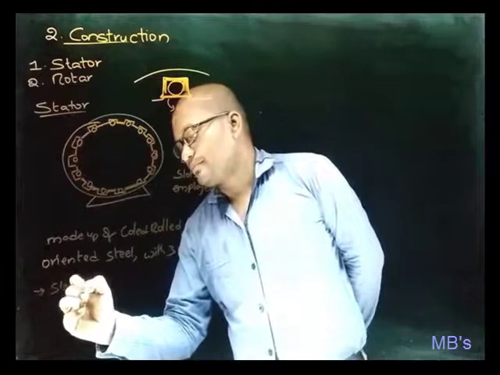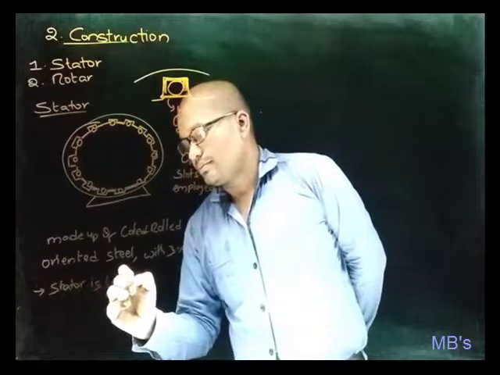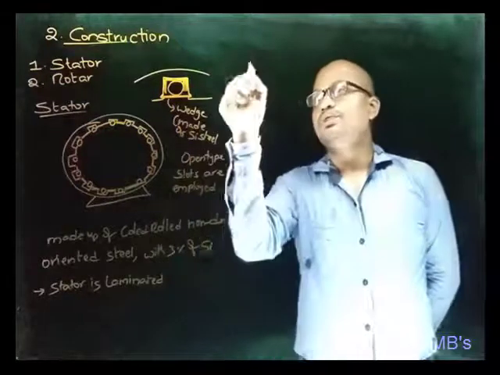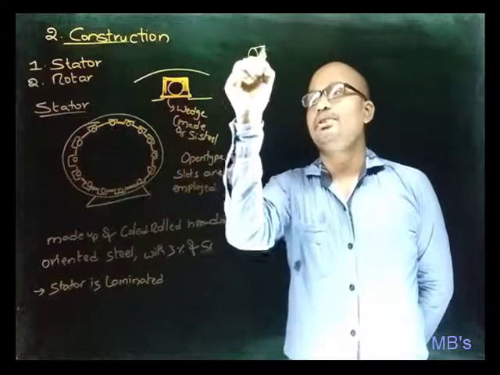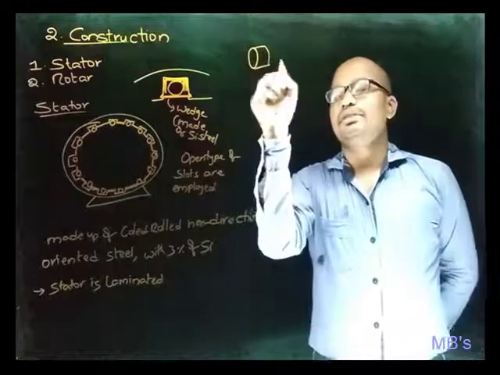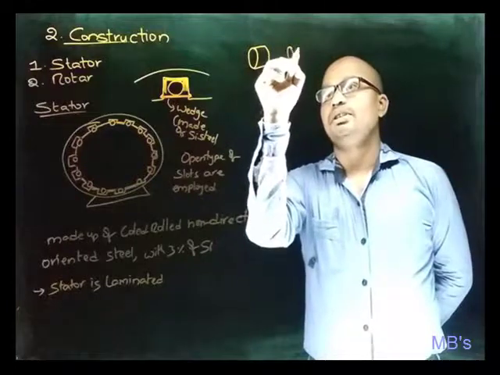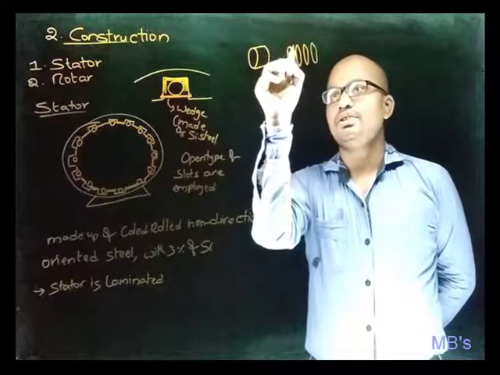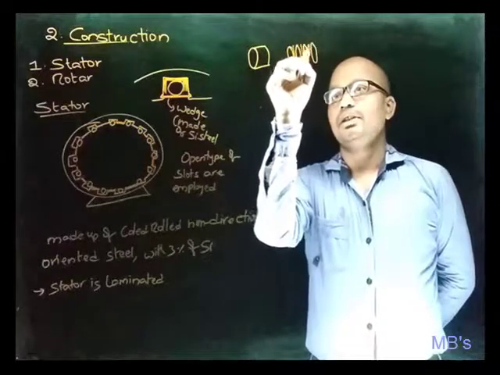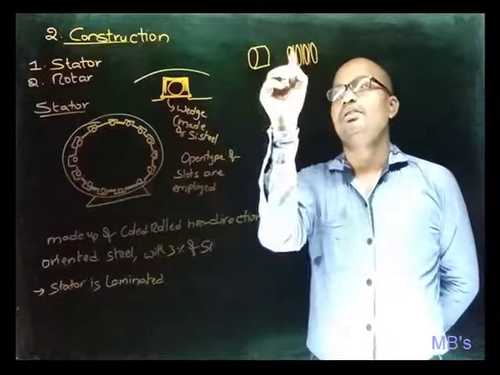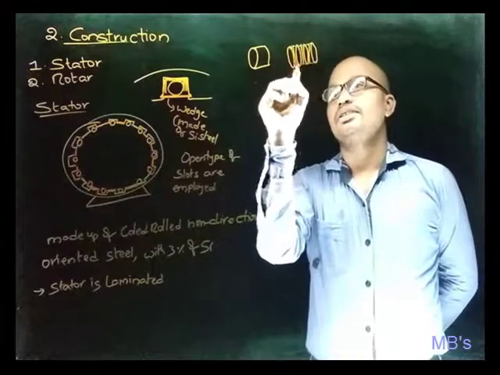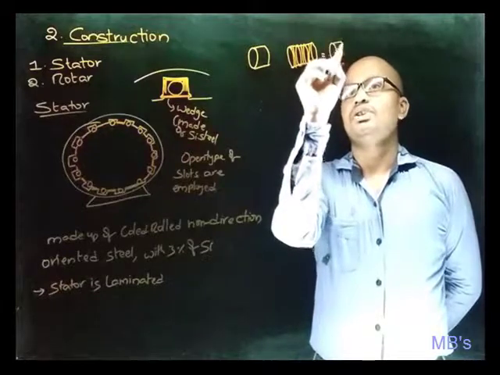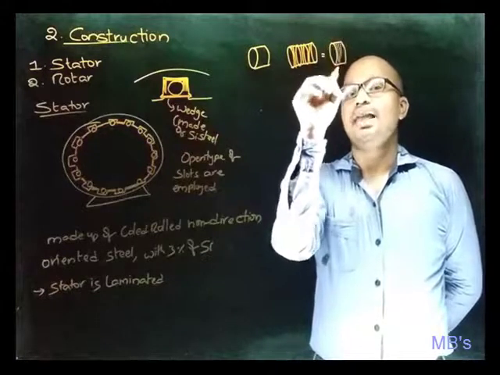stator is laminated. Here lamination means instead of taking a solid piece, this solid piece is built up of thin sheets of laminations, and in between these thin sheets of laminations there will be an insulation present, and now all these thin sheets are joined together and which makes up to look like a solid piece, and this is the laminated structure.